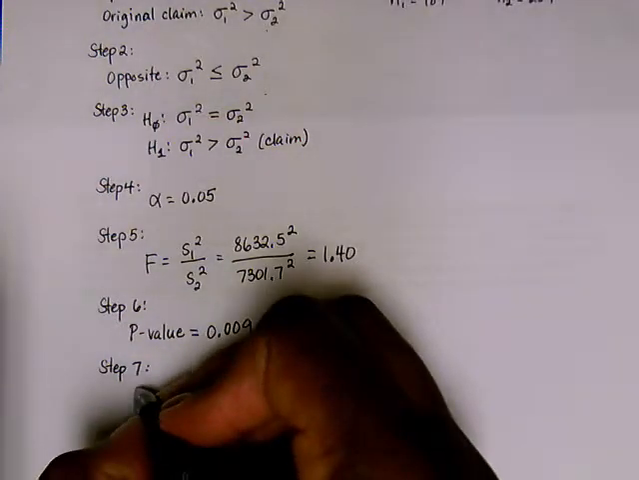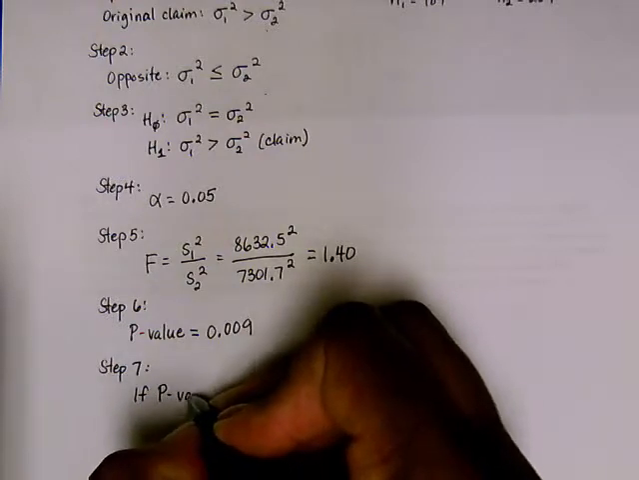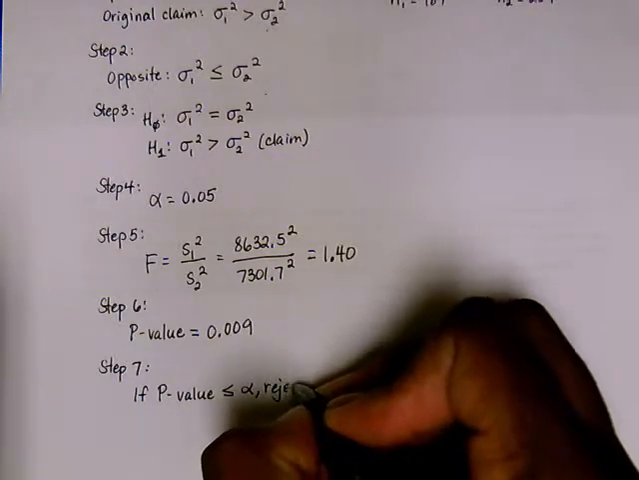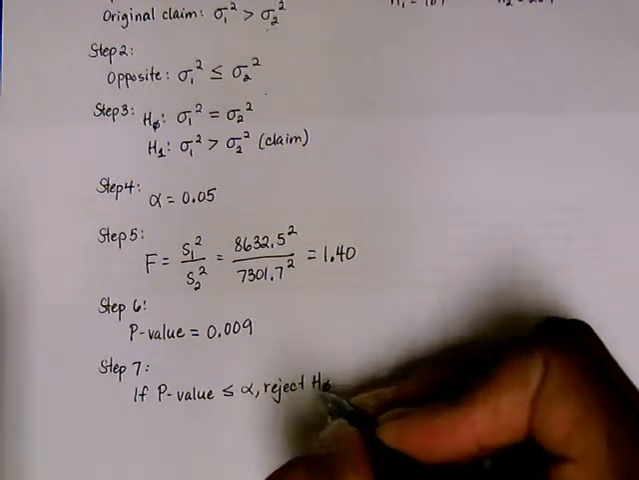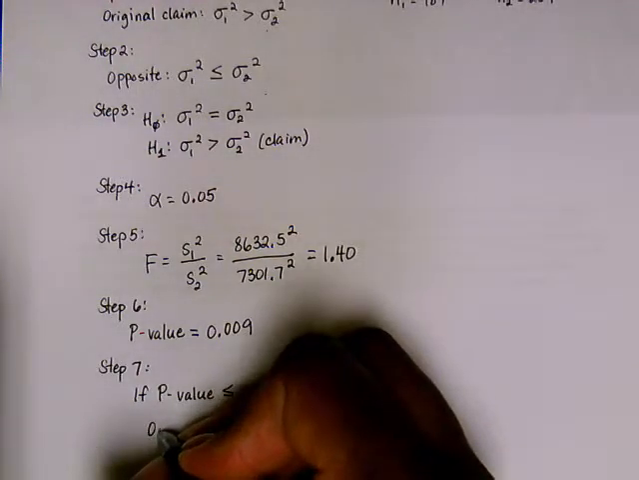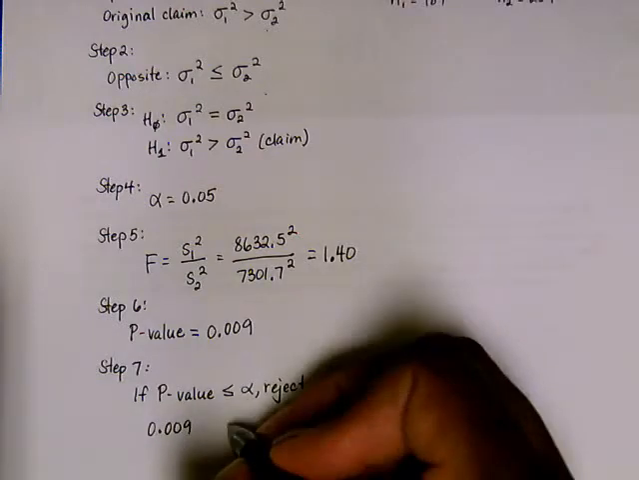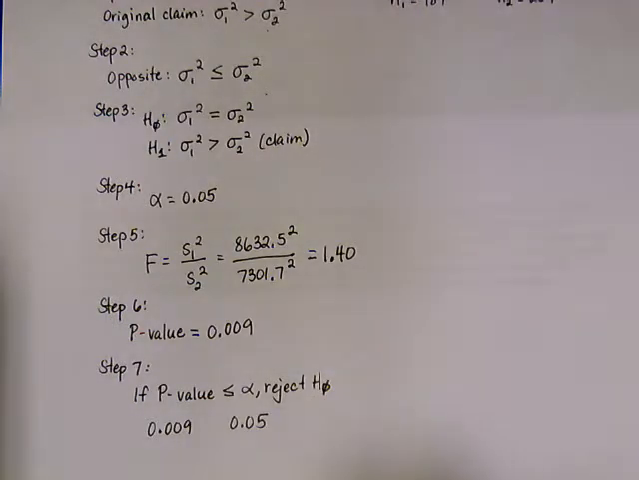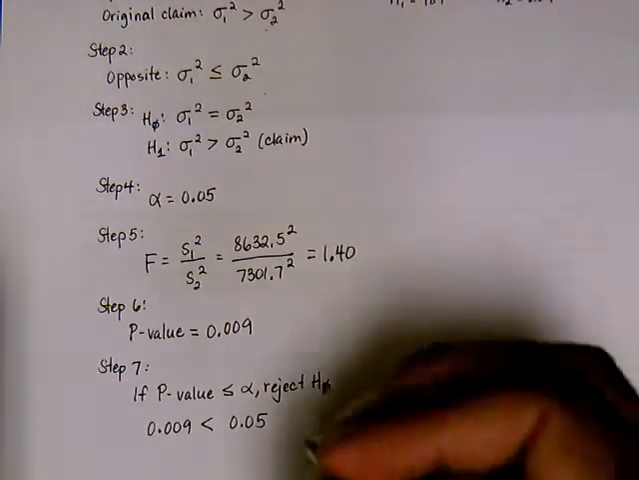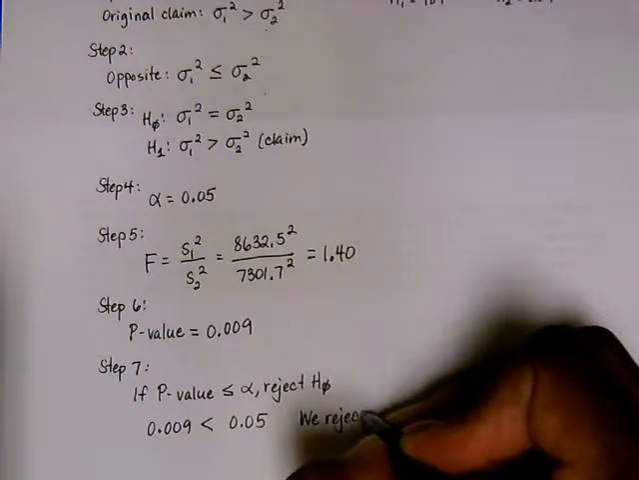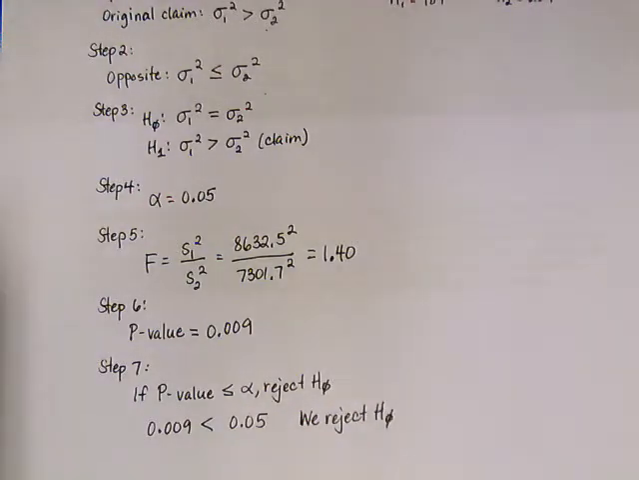Now step number 7 is the decision rule. And that's if the p-value is less than or equal to alpha, you want to reject the null. Otherwise, we fail to reject that null hypothesis. Now the p-value there was 0.009. The alpha level of significance from step 4 is 0.05. So here 0.009 is less than 0.05. So here we reject the null hypothesis because this does satisfy the decision rule.